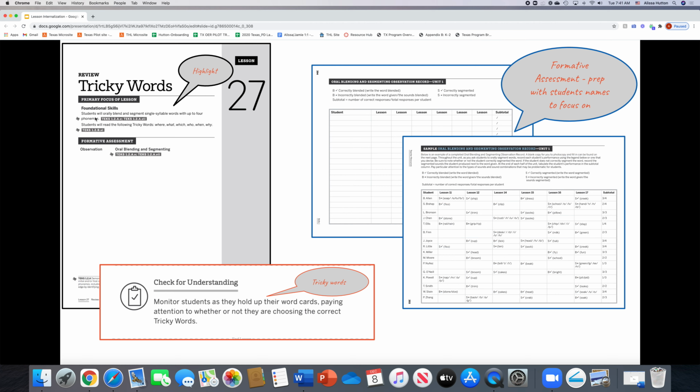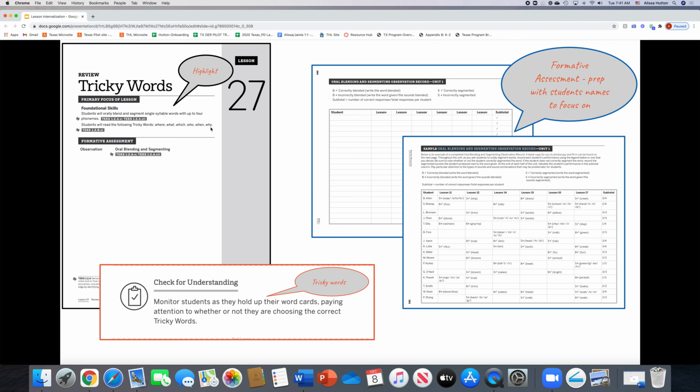I noticed that in this lesson, it's a review and it's tricky words. The primary focus of this lesson focuses on 2 different foundational skills. You'll see those are notated after each primary focus objective, as well as after the formative assessment that we'll be using. The foundational skills in Lesson 27 include that students will orally blend and segment single-syllable words with up to 4 phonemes. And then students will read the following tricky words: where, what, which, who, when, and why.